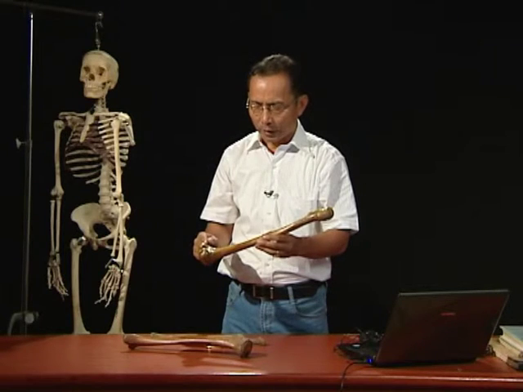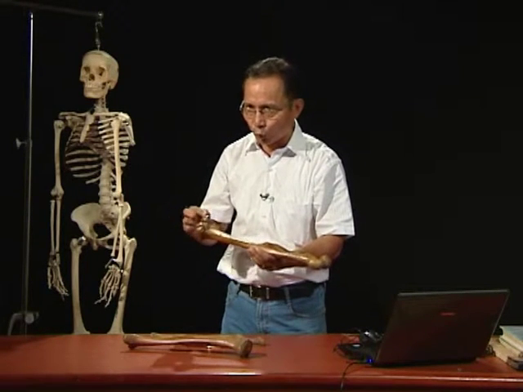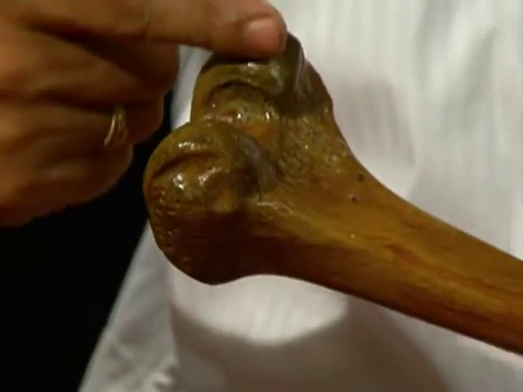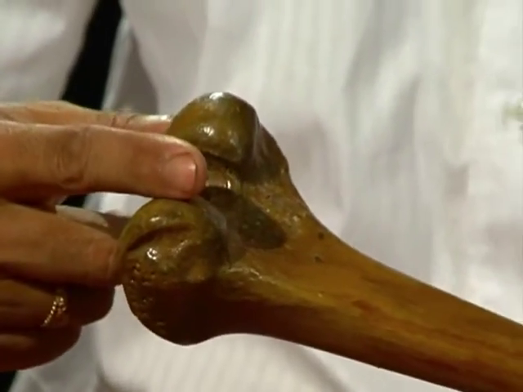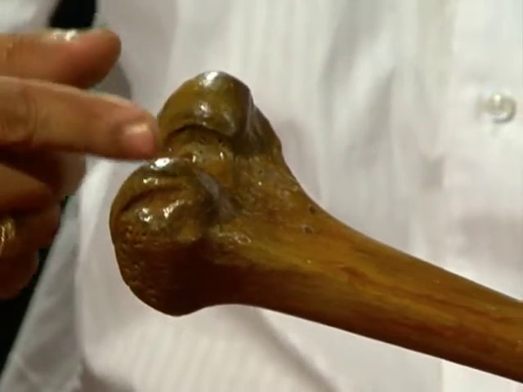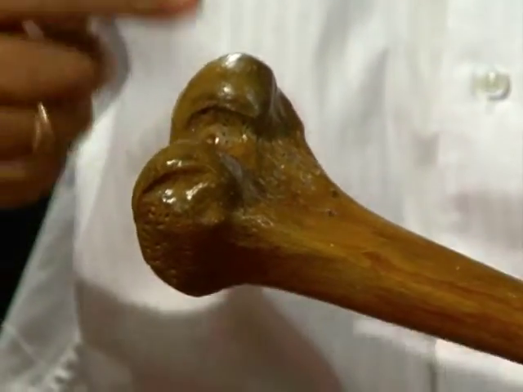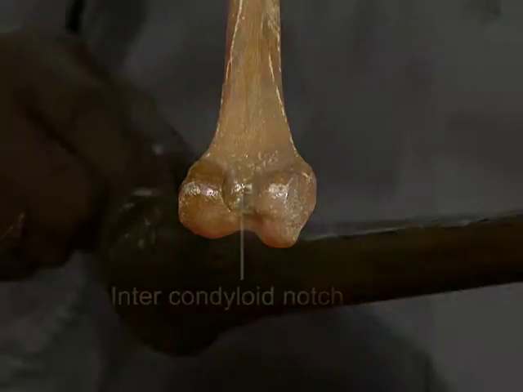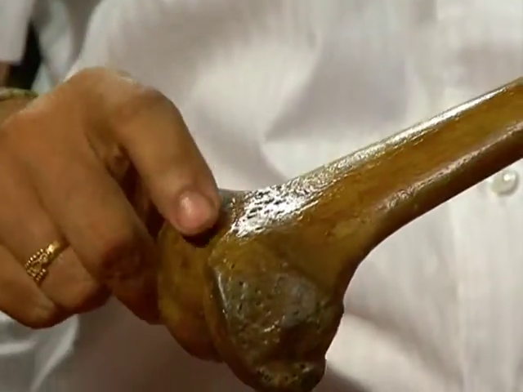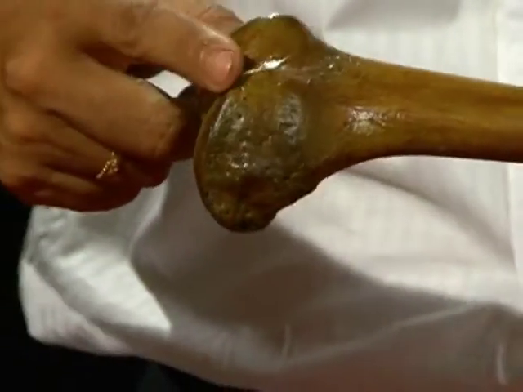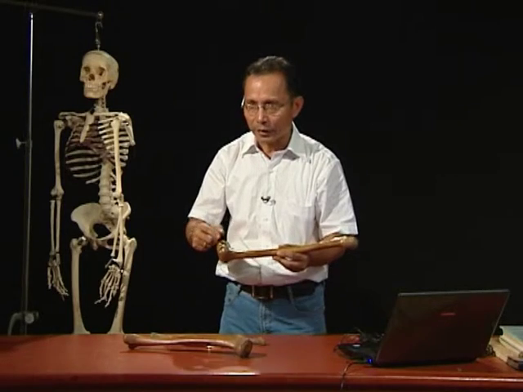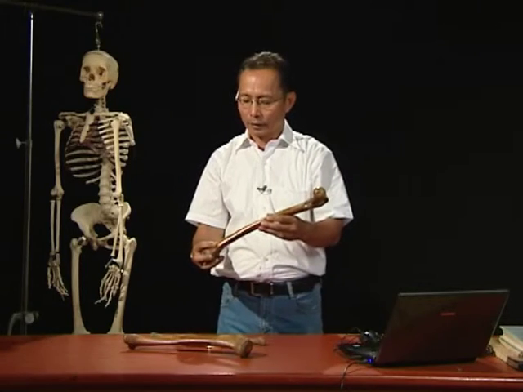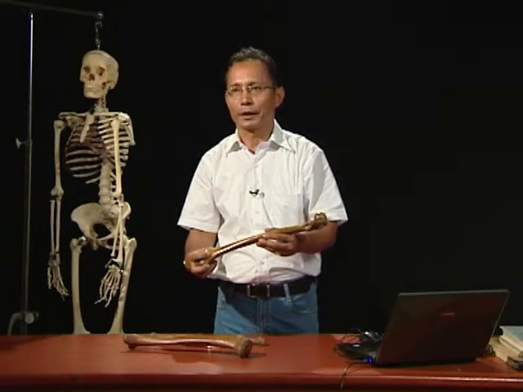So, in between the two condyles, on the back side, on the posterior side, there is a notch. This notch is in between the two condyles, so we call it the intercondylar notch. This is on the back side. So, on the front side or anterior side, there is the patellar surface, and on the back side, the intercondylar notch. So this is the description of the lower extremity.